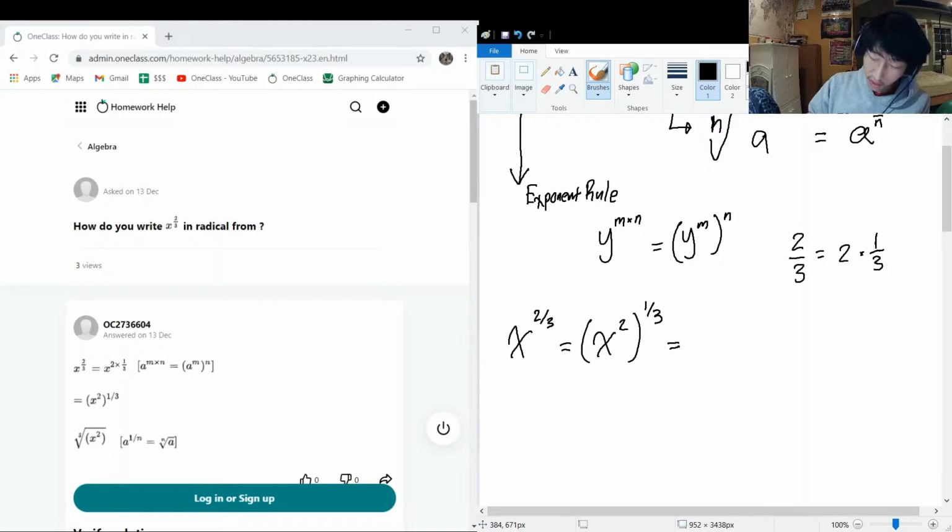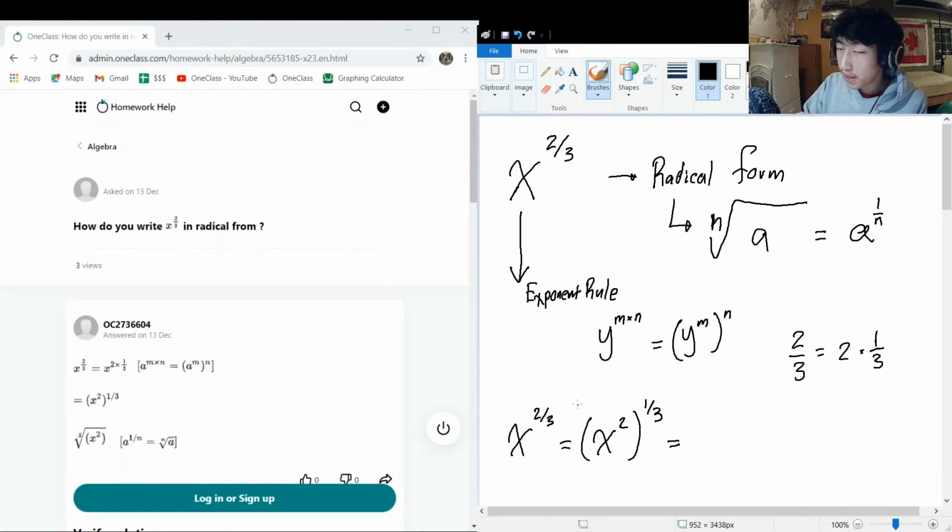Okay, and then we want to use our other rule. Wait, what was our other rule again? When we have 1 divided by a number as the exponent, we can turn it into a radical, with the number on the denominator as the n in the radical form equation that I drew out here. So let's do that conversion right now. In this case, our denominator is a 3, so we're going to have the cubic root. And what's underneath the root? Whatever is inside here, x squared. That will be our final answer. In radical form, x to the power of 2/3 is equal to the cubic root of x squared.